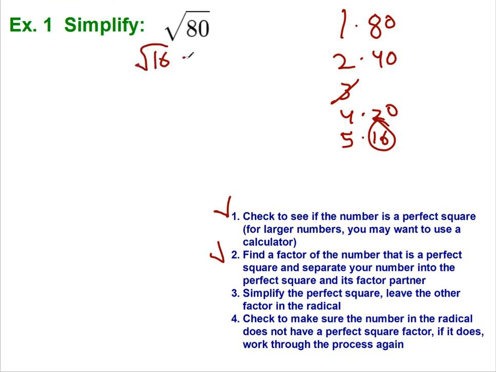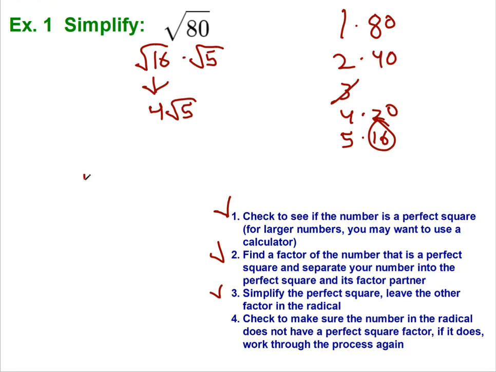Square root of 16 times the square root of 5. Now I want to take the square root of 16, which is 4, and I'm just going to leave this other factor underneath the radical, 4 times root 5. And then step 4 is to check to make sure this number doesn't have any perfect square factors.